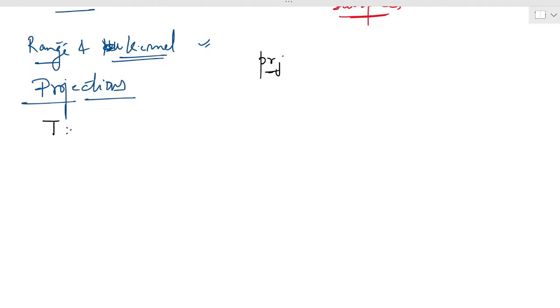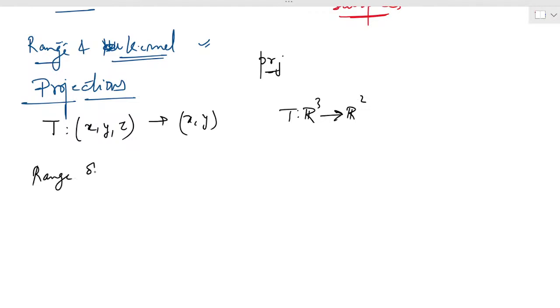Let us say I want to project a three-dimensional thing to a two-dimensional space, and let's say it is related with this kind of linear transformation, and I'm not going to prove that this is a linear transformation. Indeed it is. So let us try to find what would be the range of T and what would be the kernel of T.